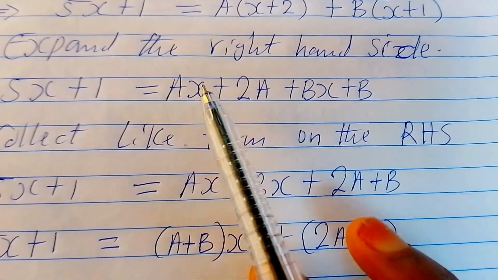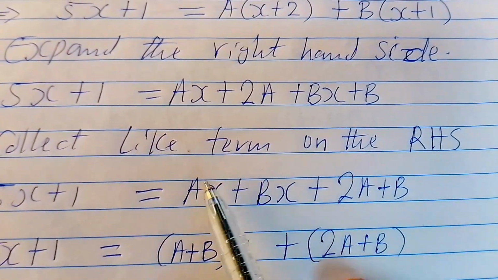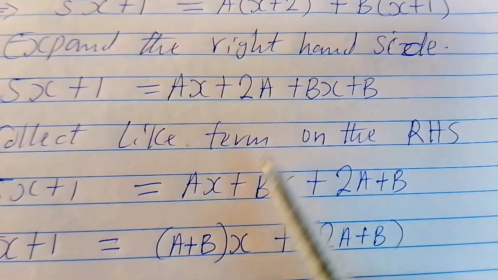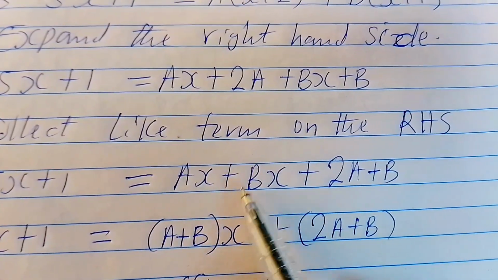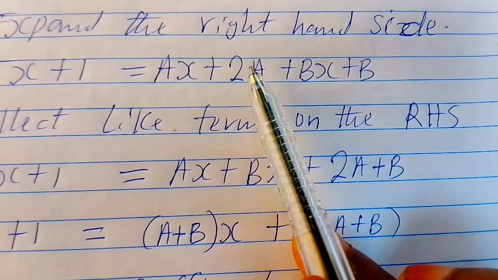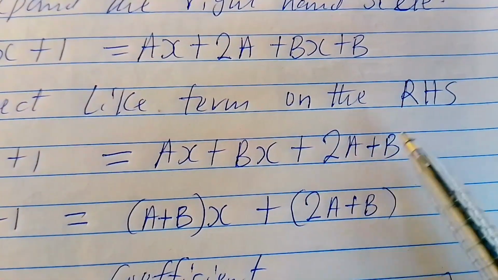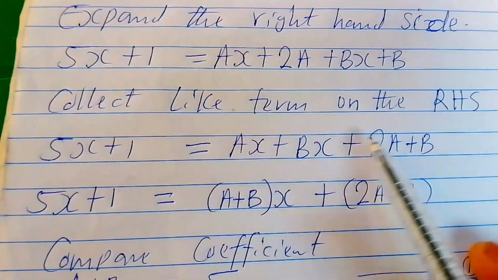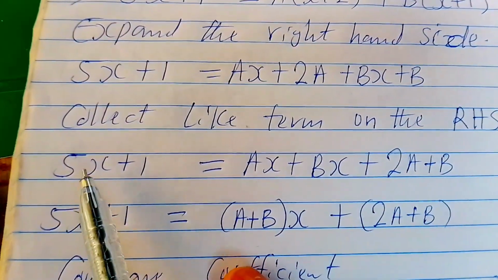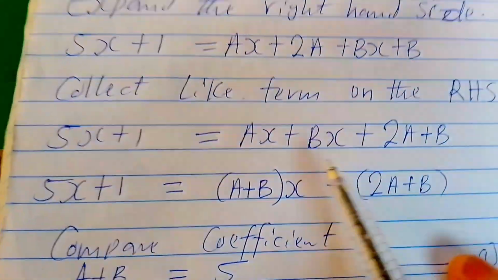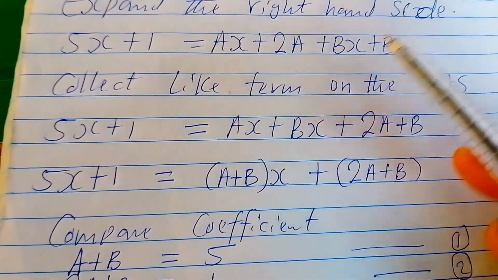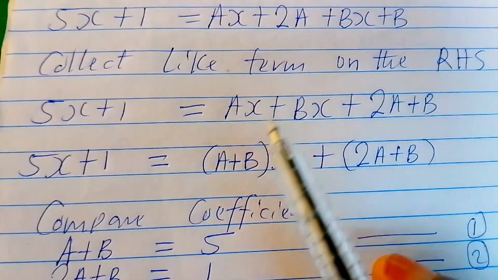Terms that contain x, we put them on one side. Now we have ax plus bx, because both of them have x attached to them. Then plus the constant terms, which is 2a plus b, right? Now after we have collected the like terms, you know that we have on our left hand side 5x plus 1, right? Now what we are going to do next is to factor out x from this.